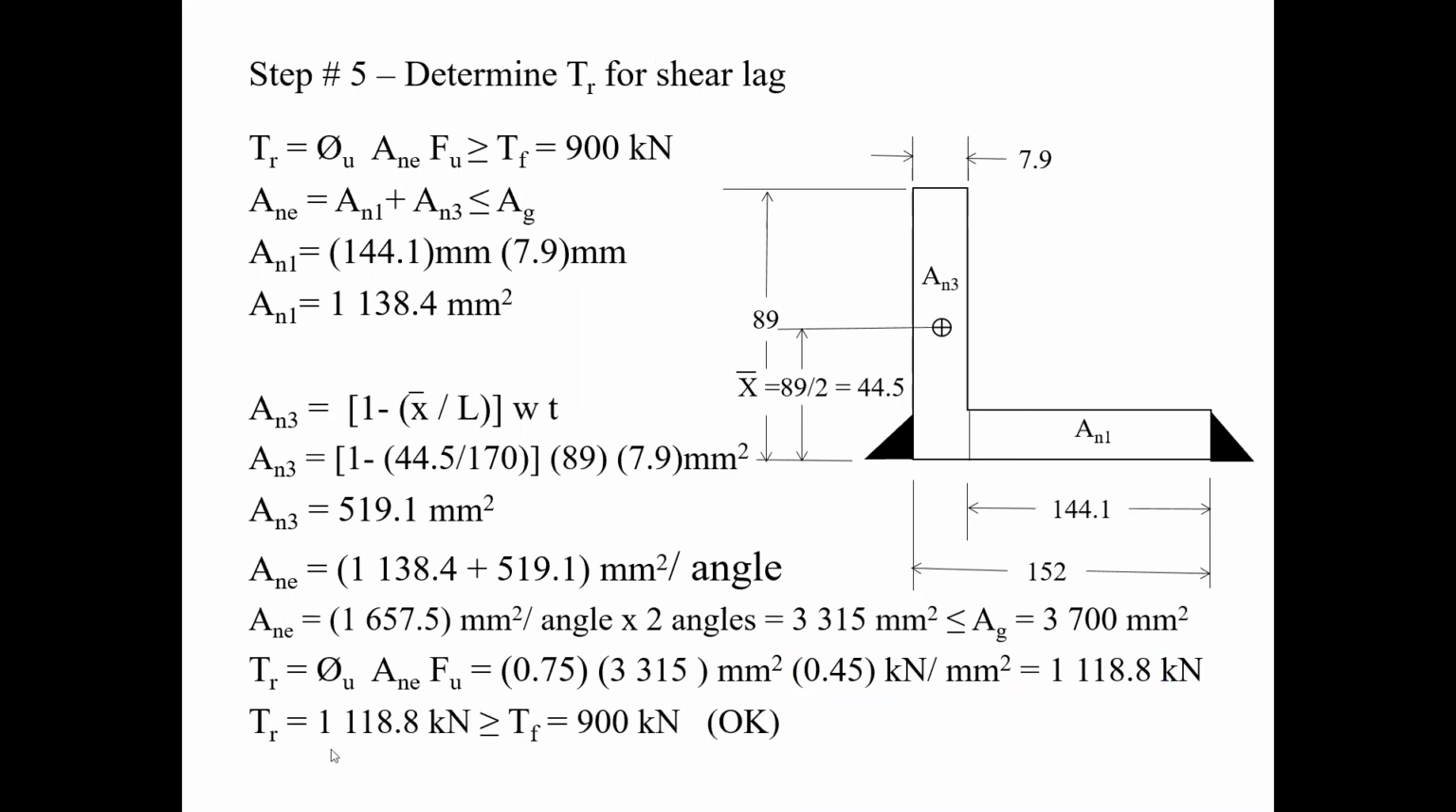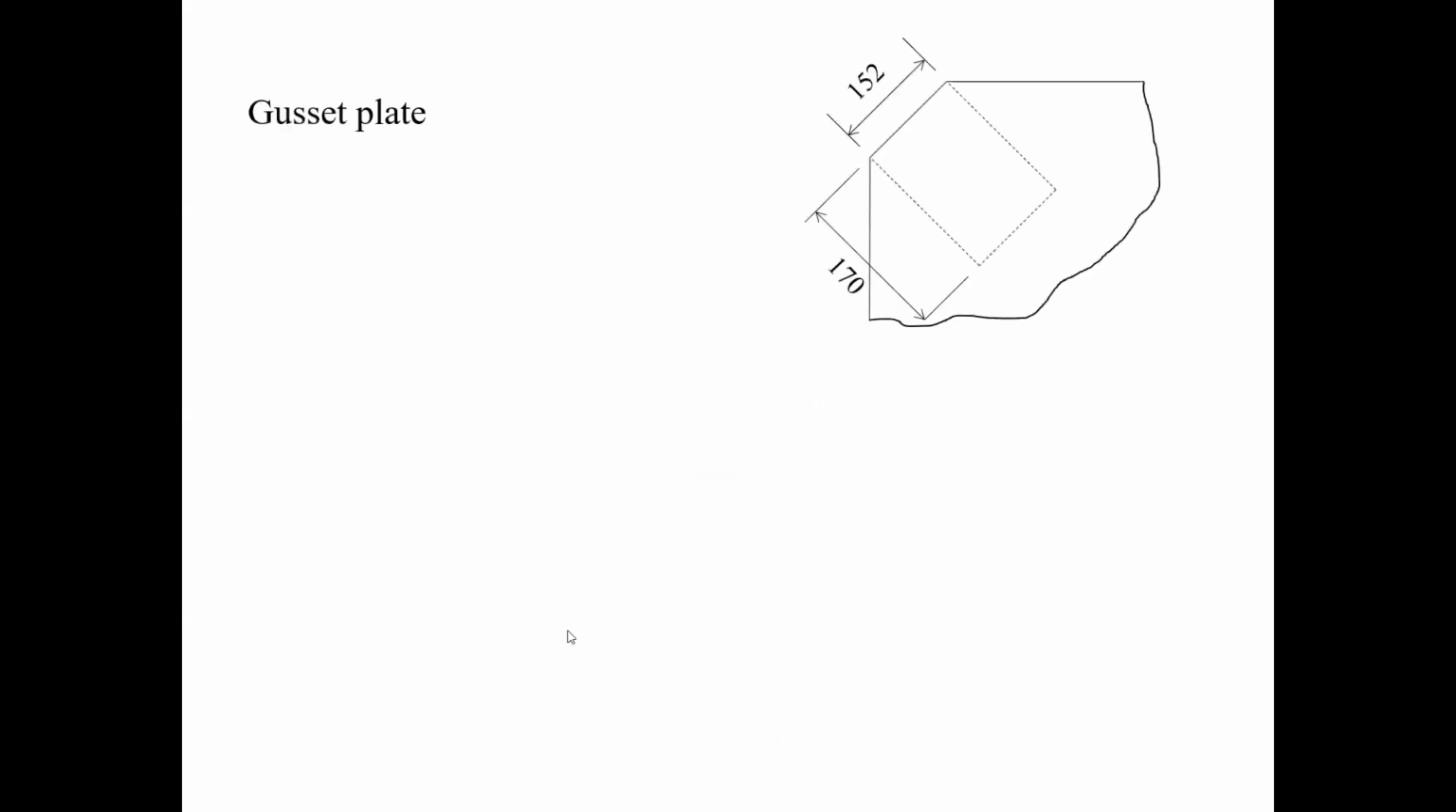So the TR value of 1,118.8 is greater than 900. Therefore, I've compensated for that shear lag. So the angle is going to have enough area to overcome those temporary concentrated stresses until it becomes uniform again. Perfect. Now that I've done that, the last thing I need to do is calculate my gusset plate. And of course, what you're looking at here is that you're welding along here.